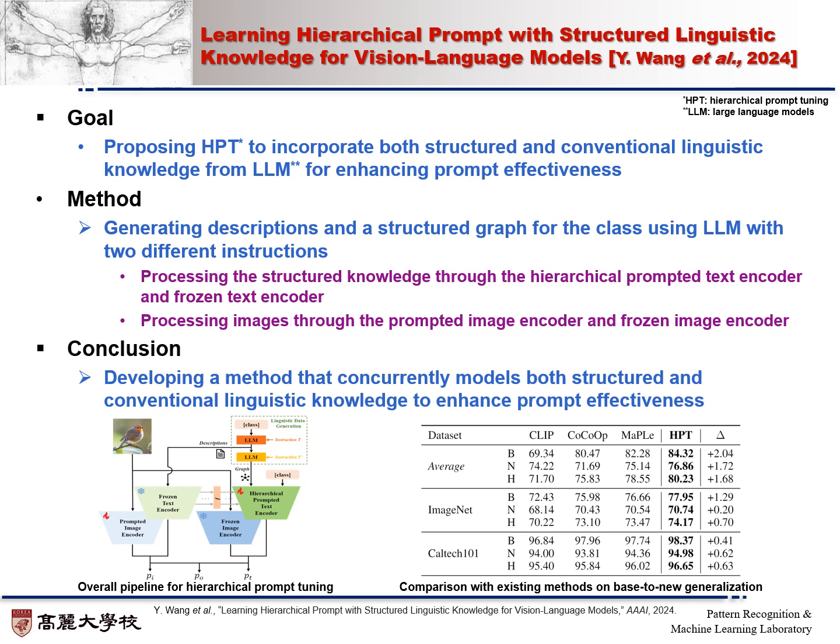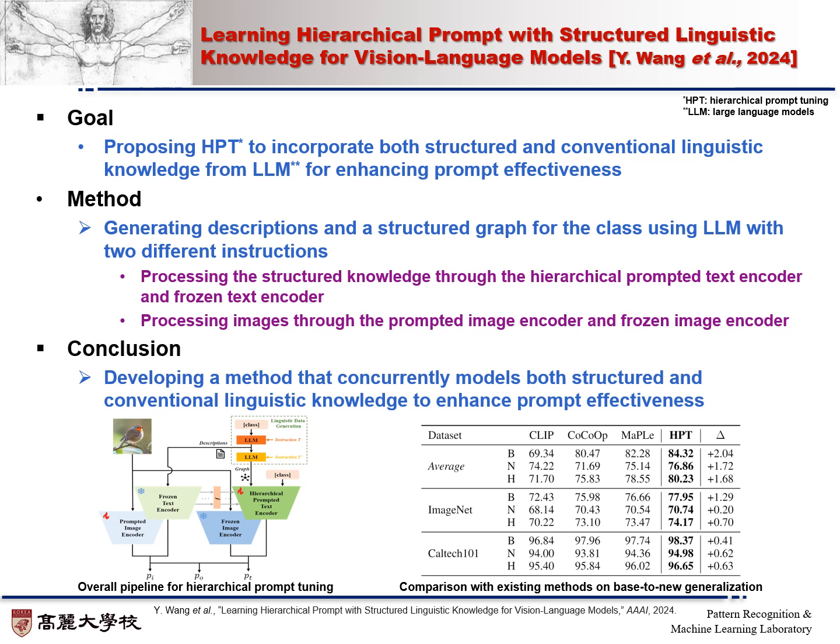The bottom left figure shows a pipeline illustrating the process, where the text encoder on the left is fixed and only the prompt encoder is trained, while the image encoder on the other side is fixed and the hierarchical prompt text encoder is trained. Through this process, they integrate structured knowledge with traditional linguistic knowledge and model them simultaneously to improve performance on several benchmarks.